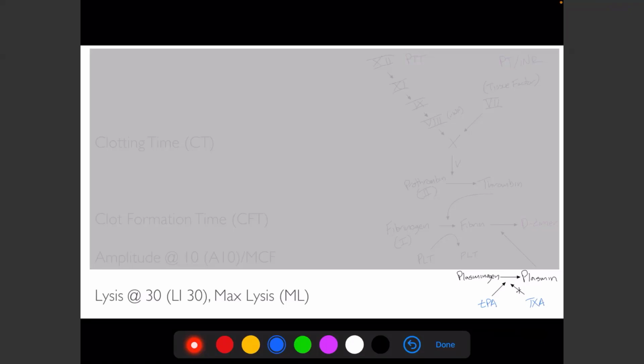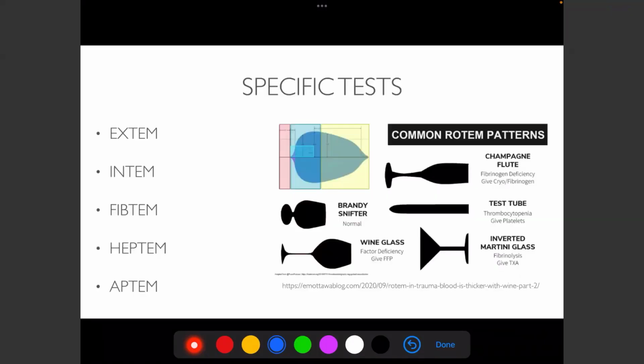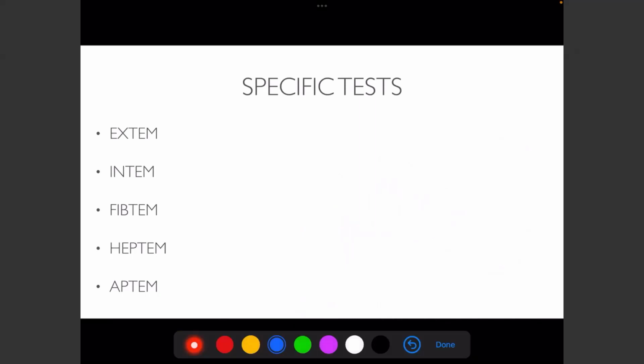Okay, so some specific tests. So this is the next piece. So we always talk about ROTEM, but when you get the results, it's really EXTEM, INTEM, FIBTEM, HEPTEM, APTEM, and then I think people get a little lost. And then you get these wine glass patterns that people talk about that I think confuse it even more, because it's harder to remember the wine glasses than it is to just look at the graph and know what you're actually looking at. So I don't like to use those, so let's not do that.